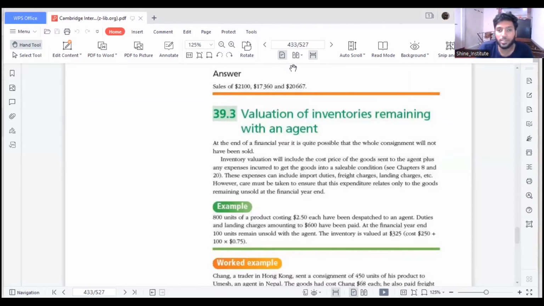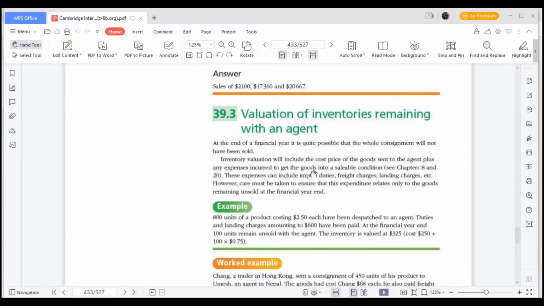So valuation of inventories means what? Sometimes when the consignor gives the goods to the consignee, the agent won't be able to sell all of them. Sometimes the agent's inventory will be remaining. So let's see how to do this sum. We will assume how they are going to calculate. Now see here, at the end of the financial year, it is quite possible that the whole consignment will not have been sold.